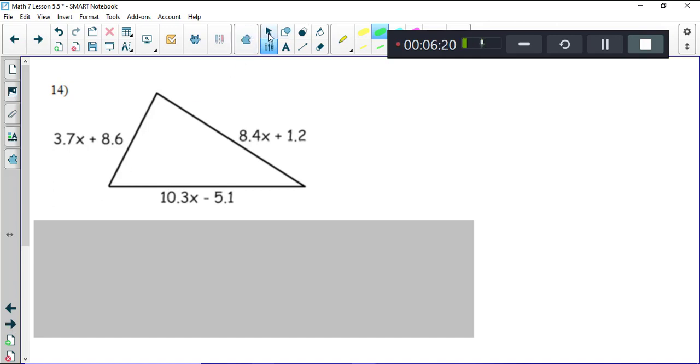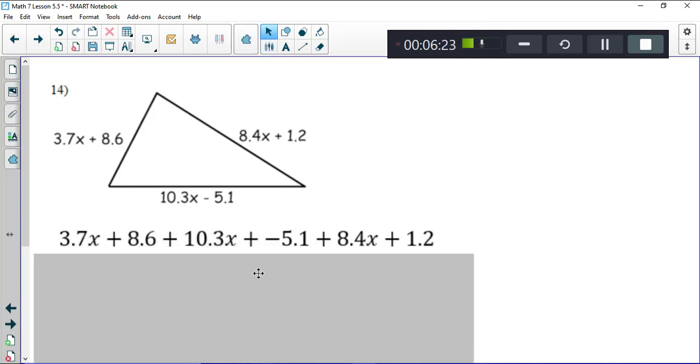So I started, I believe, with the 3.7x plus 8.6. And then I did the plus, I actually went counterclockwise on this one, which is kind of unusual, but plus 10.3x. And instead of writing minus 5.1, I rewrote that as plus a negative 5.1. Why is that important? Well, if we rewrite it as addition, it allows us to move the terms around wherever we want. If you don't add the opposite, remember subtraction is not commutative, so I really can't move those terms around. So anytime I see subtraction, if I know that I'm going to reorder things and combine things together, I'm always going to add the opposite. And then we have our plus 8.4x plus 1.2.